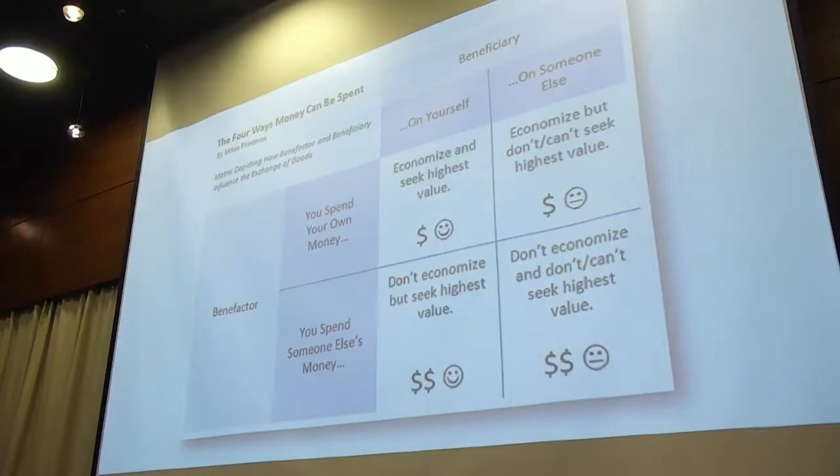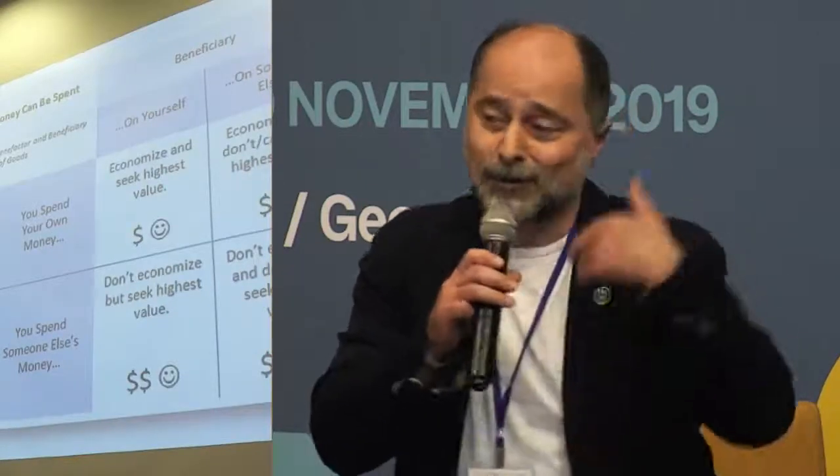And the fourth and the most unfortunate case is when you spend someone's money on someone's needs. So you don't seek savings, and you don't seek the best quality. And unfortunately, this is public procurement. And we have to live with this sad reality, and we have to cope with the problems that are caused by this, I would say, architectural or ideological reasons.